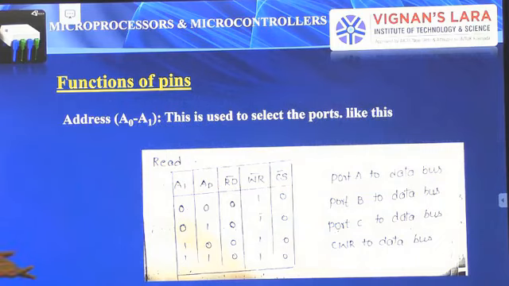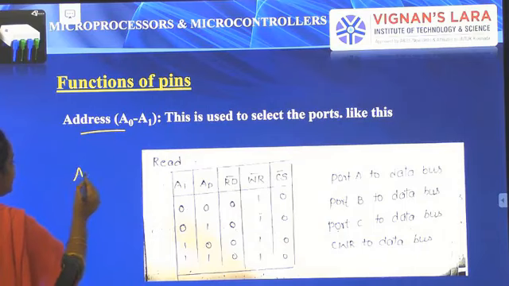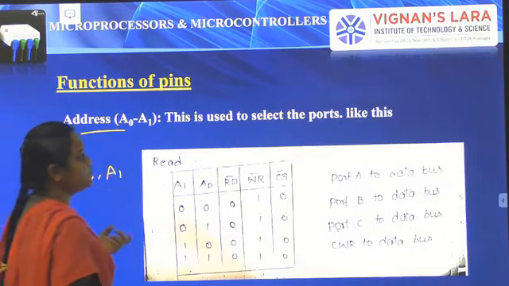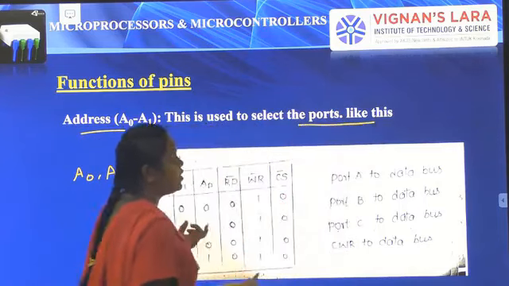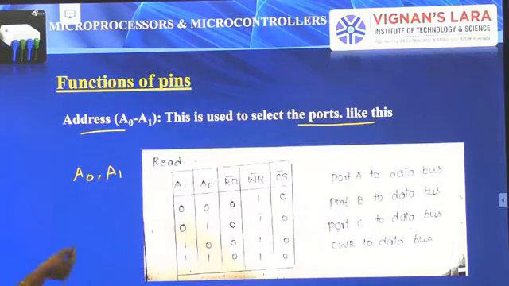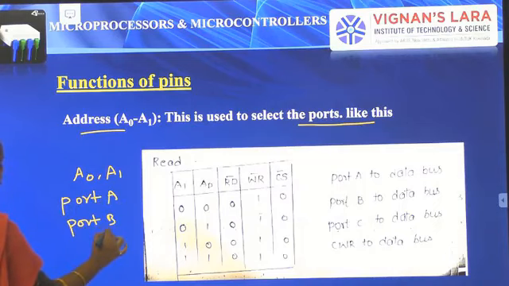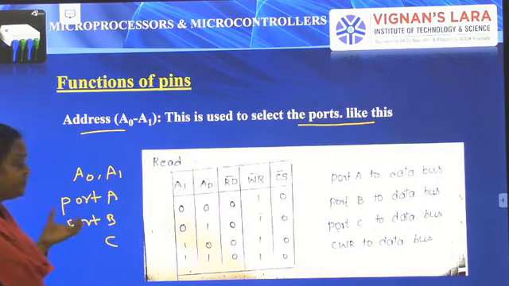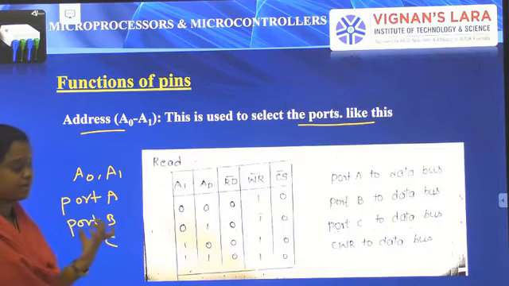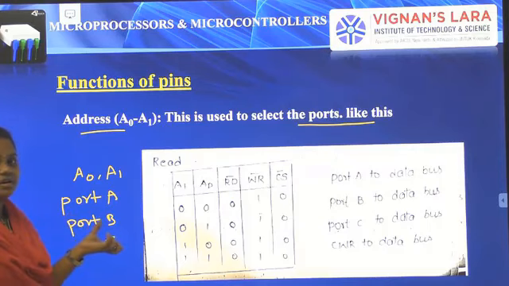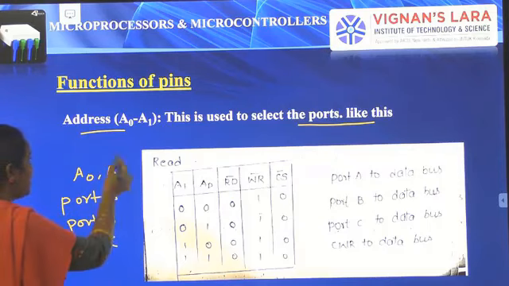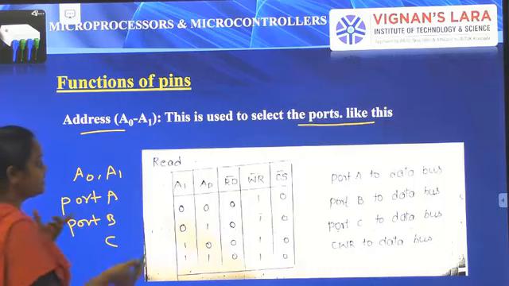Coming to the address pins, the functions of pins A0 and A1: we have two pins for the address, A0 and A1. These are used to select the ports, whether we are using port A, port B or port C. Which port's operation is going on, port A, port B or port C, is indicated by the address pins A0 and A1.